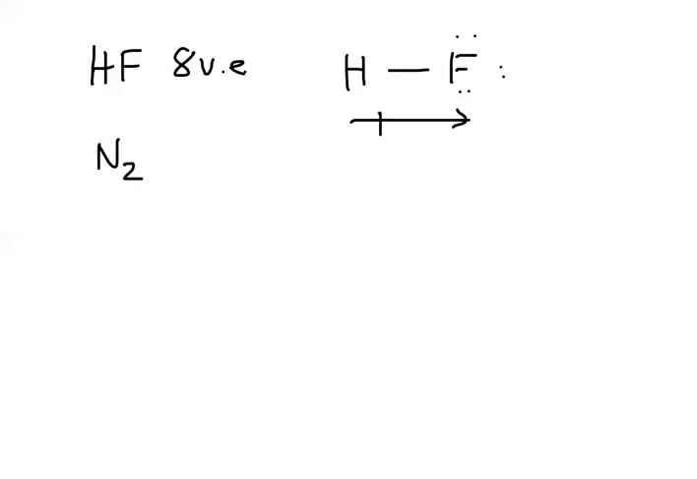How about N2? How many valence electrons do we have? Each nitrogen has 5 valence electrons. It's in 5A. Let's put in our 2 there. 2, 4, 6, 8, 10. We have a problem. What's our problem? This nitrogen is super unhappy. So the other nitrogen is going to contribute 2 of its electrons.